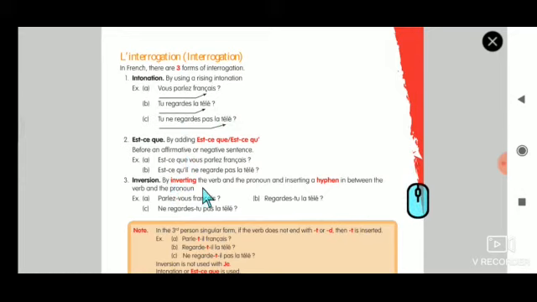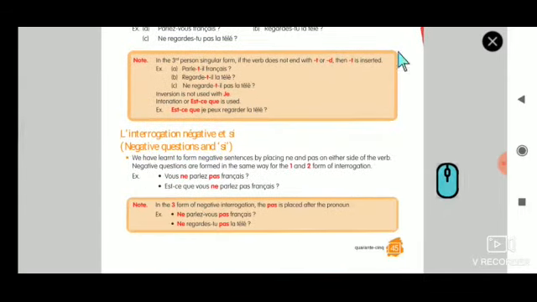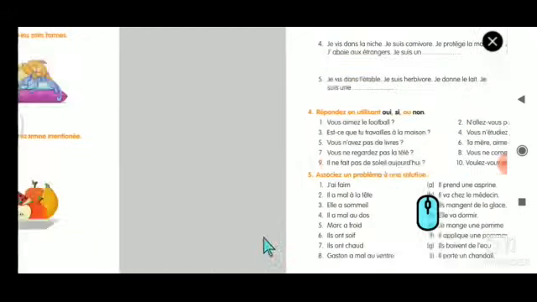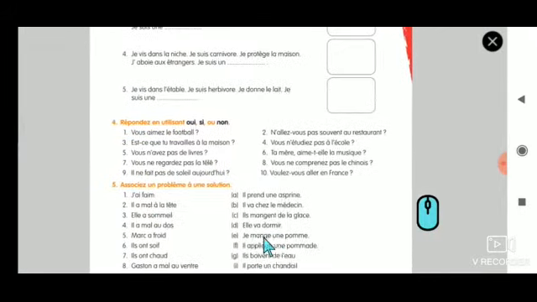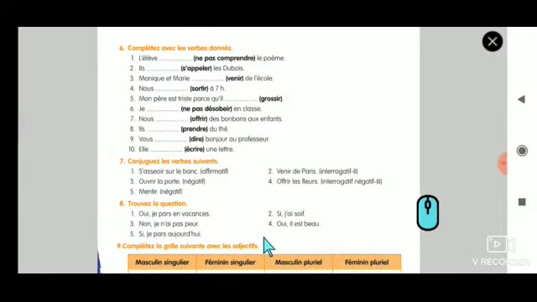Ne pas as usual, but in type 3 inversion alone, ne and pas will not be next to the verb. Pas will come after the subject. That is the only difference. The form of negative interrogation, the pas is placed after the pronoun. Ne parlez-vous pas français? Ne regardes-tu pas la télé? So that one you have to be alert. Okay. So I think other exercises you are very well thorough.